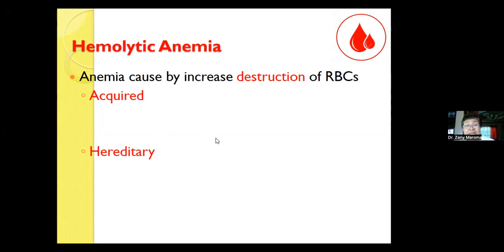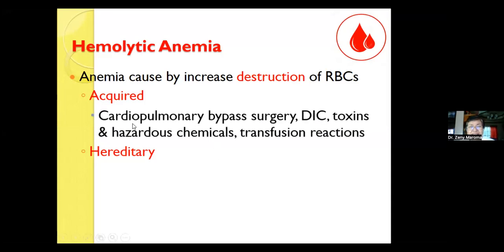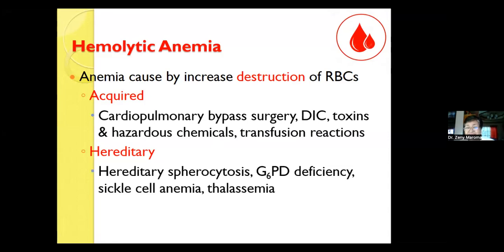Okay. Na meron tayong dalawang klase, acquired and hereditary. Okay. Ano yung acquired? It develops anytime after birth. While hereditary, that is congenital. No? At birth, meron na siya niyan. Like hereditary spherocytosis, G6PD deficiency, sickle cell anemia, thalassemia. Hindi na natin di-discuss ito kasi ito talagang topic nyo sa pediatric nursing 219. Okay, but anyway, acquired, no?